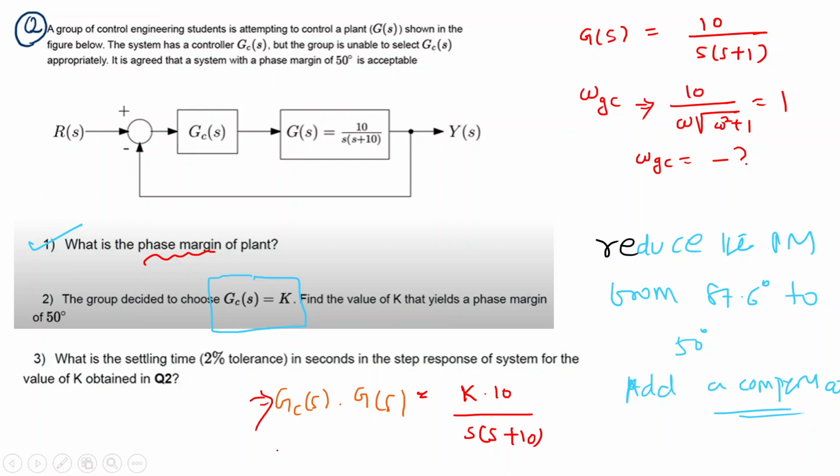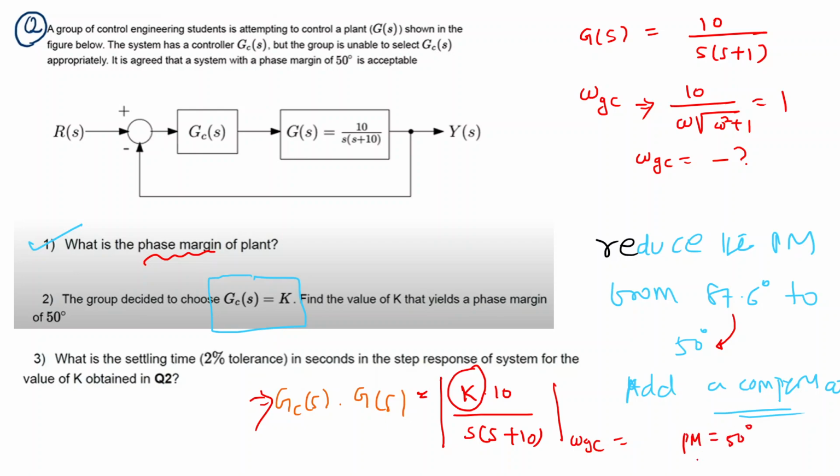For the total transfer function, you have to make a phase margin of 50 degree. So to reduce the phase margin from 87.6 degree to 50 degree, this gain k will do that. Then he's asking us to find the value of k. What is the value of k to maintain the phase margin equal to 50 degree? So you have to find the omega gc for this system. What is the omega gc that will contribute a phase margin of 50 degree?